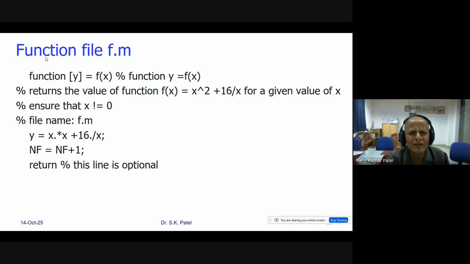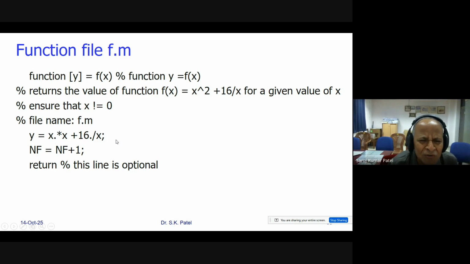But for the function file, this is the content of f.m. You have to write down the first word as function. In any function file, the first word should be function. If it is not function, it will be treated as a main file. So function, then square bracket open, square bracket close, y is equal to f of x. If the file name is f.m, this must be f. If the file name is abc.m, here you should write abc with x within brackets. Then write down this function.